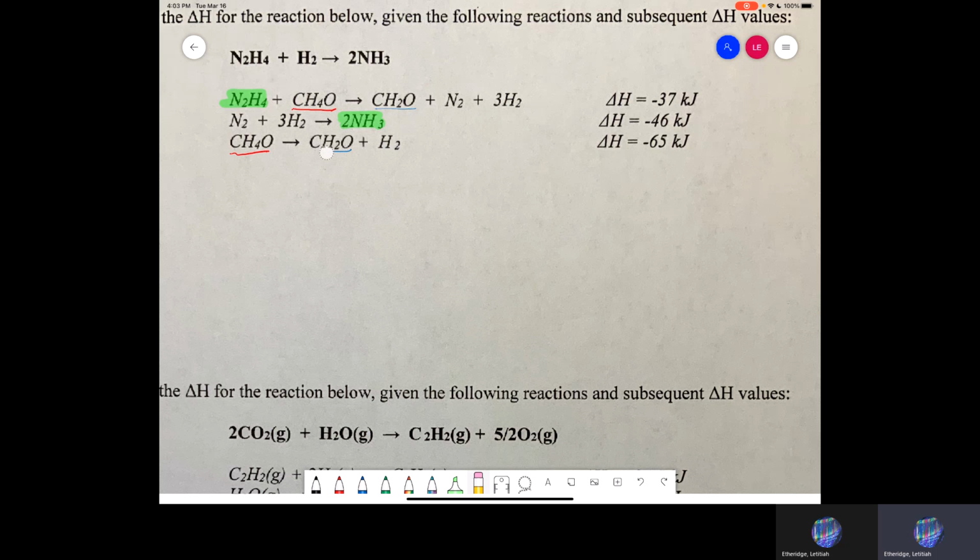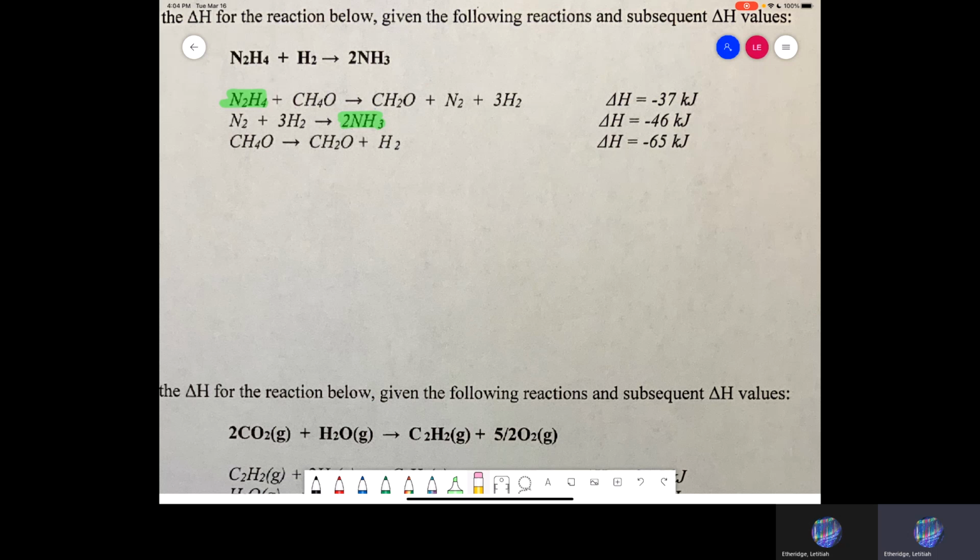So my brain says, man, I need these to cancel out. So in one of these equations, I'm going to need them to be on the opposite side. I'm going to need CH4O to be on my product side, and I'm going to need CH2O to be on my reactant side. So now we know somewhere we're going to need to flip an equation. I am going to flip the third equation. The reason is that if I were to flip the first equation, the other one that contains CH4O and CH2O, that would mess up my N2H4, which would be a problem.